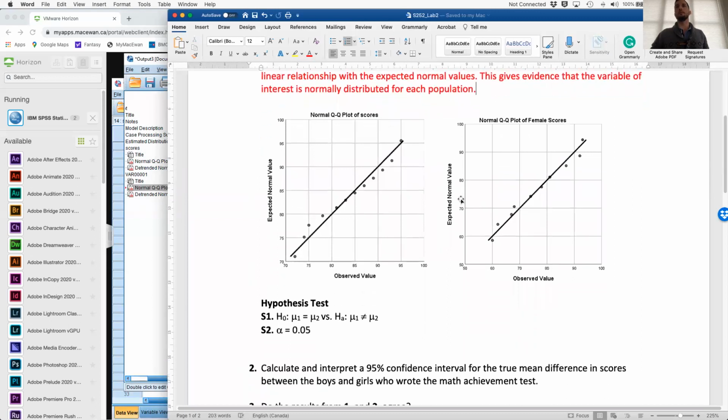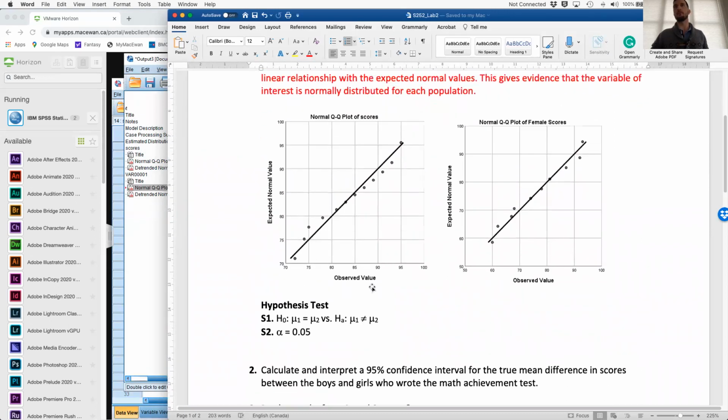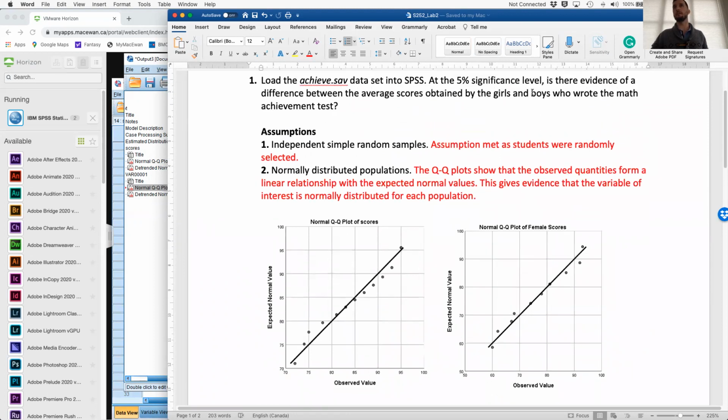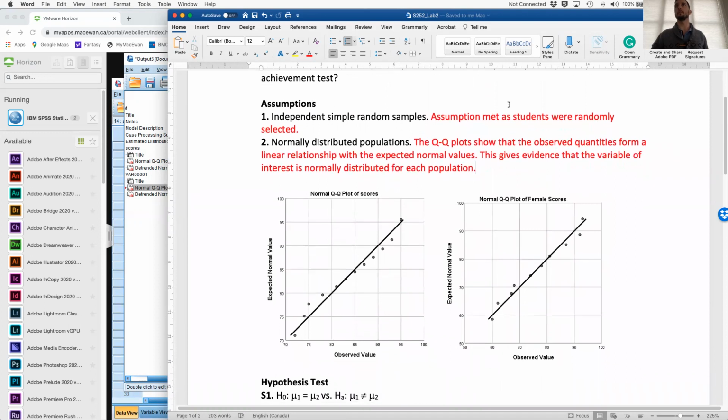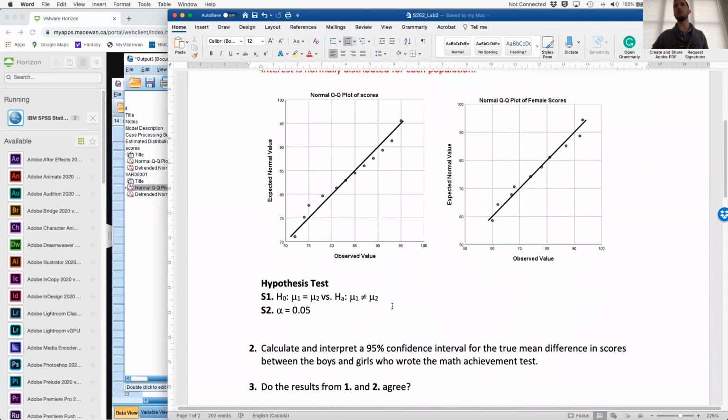Okay, so now we can actually start to work through the components of the test. So we are interested in testing for a difference between the average scores obtained by the girls and the boys who wrote this achievement test. So we are going to have H0: mu1 equals mu2, versus the alternative that mu1 and mu2 are different. So mu1 does not equal mu2. As a reminder, it is also okay to write the hypotheses in the following form. So this here would be an equivalent statement.